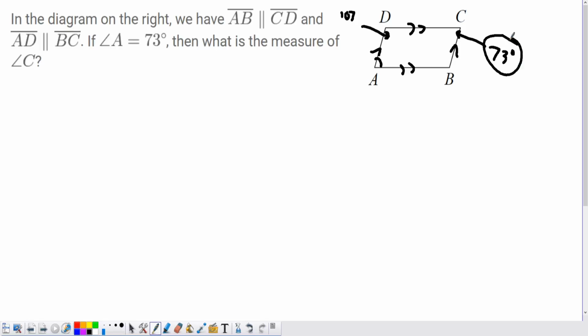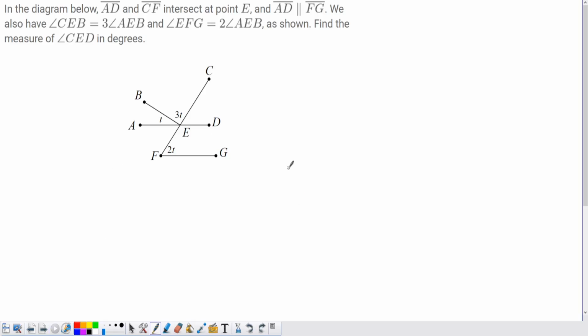Hopefully you get to the point where you can see that real quick. You don't need to draw the extra diagrams. Just realize parallel lines, if they're not the same angle, then they must be supplementary. Anyway, now let's try a little bit more tricky, but not too bad.